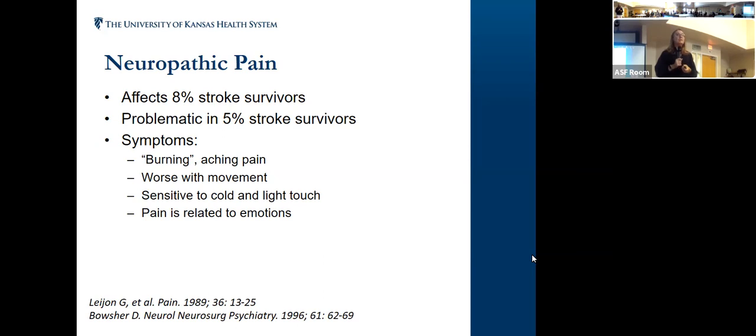Burning is the most common word that people use to describe this, but it can also be aching, it can be tingly, lots of funny words, but very sensitive to light touch and cold especially. It can get worse if you move it. Your pain can also be related to your emotions. So if you're struggling and you're not feeling so hot, you're maybe feeling a little depressed or a little anxious, your pain might be worse. The two are definitely related.